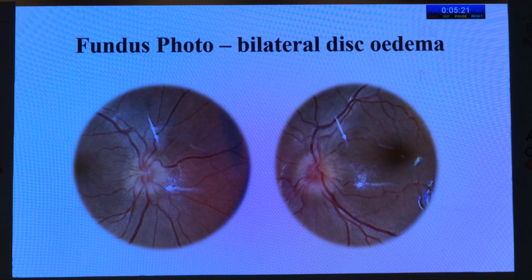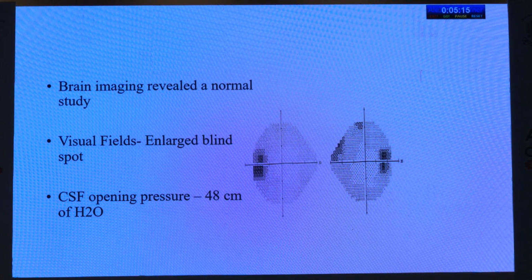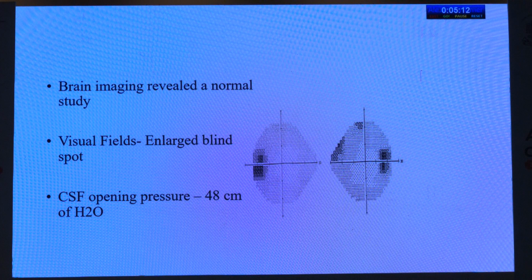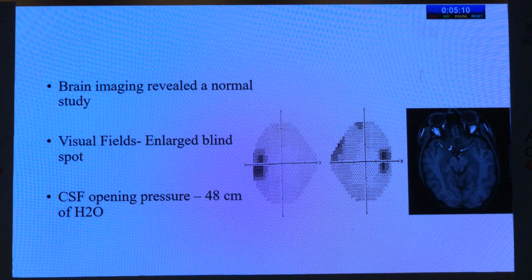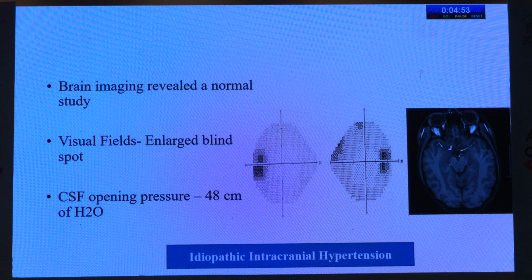Looking at this picture, we went ahead to do her visual fields, and we could find an enlarged blind spot. We asked for neuroimaging, which came out to be normal. She had a neurologist consultation and a lumbar puncture, with CSF pressure of 48 cm of H2O, and we clinched a diagnosis of idiopathic intracranial hypertension. She was managed with tablet Diamox. I'm not focusing more on the management, I'm just telling how the approach and clinical things will be.